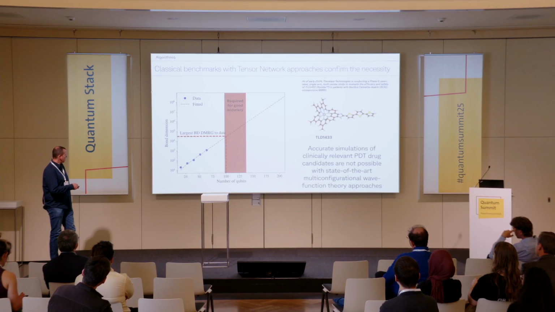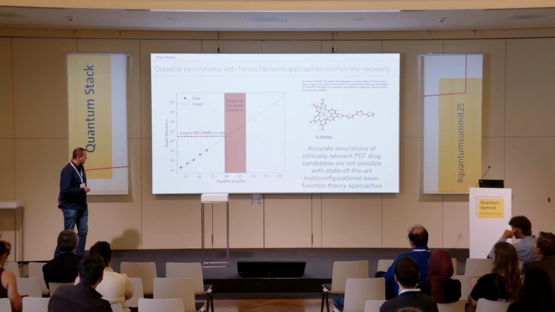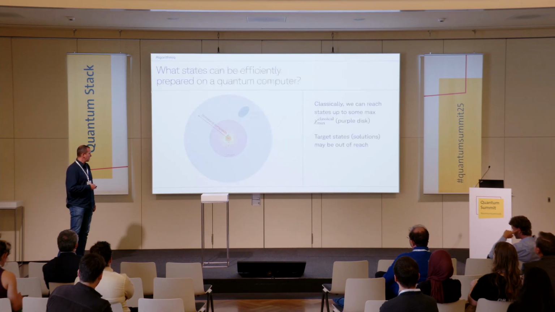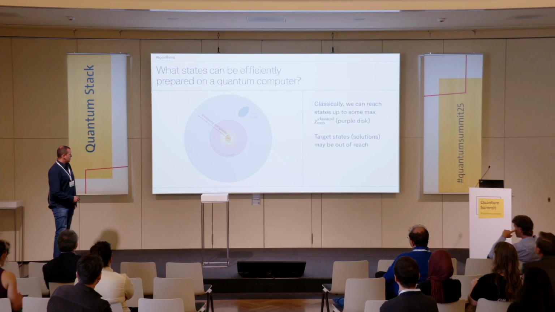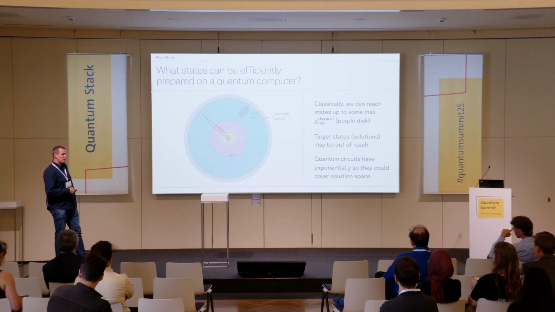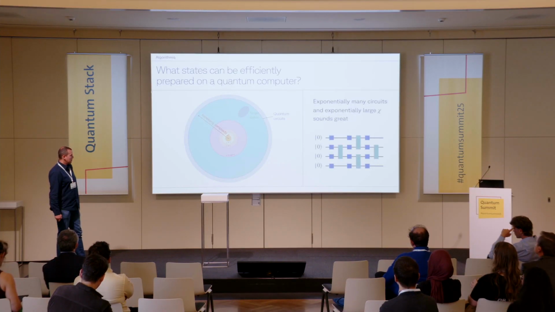This is a lin-log plot, and you can see it basically follows a straight line, even for these small numbers. That tells you that the problem size scales exponentially, okay? That's why we think there is potential for a use case here with quantum computers. So the question is, how can we reach those target states? The good news is that, in principle, quantum circuits can have exponential bond dimension chi, so they could cover the solution space. That's nice.